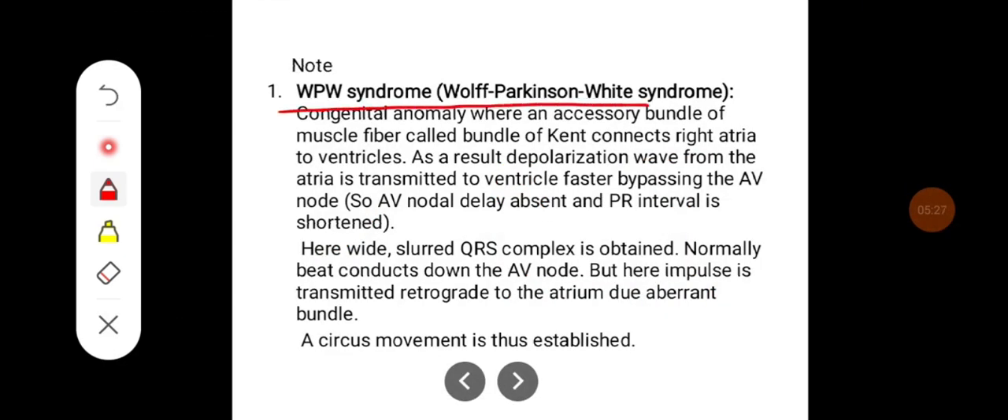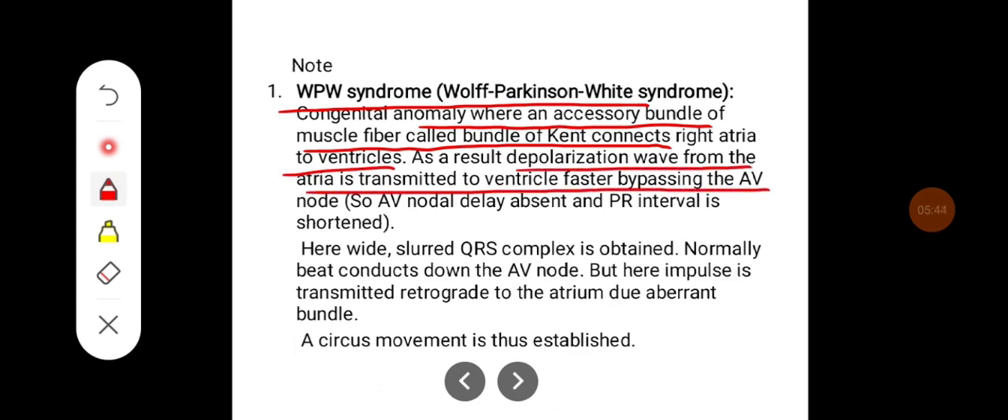WPW syndrome, that is Wolff-Parkinson-White syndrome, is a congenital abnormality where an accessory bundle of muscle fiber called the bundle of Kent connects the right atrium to the ventricles. As a result, the depolarization wave from the atria is transmitted to the ventricle faster, bypassing the AV node. So AV nodal delay is absent and the PR interval is shortened. Here, a wide slurred QRS complex is obtained.